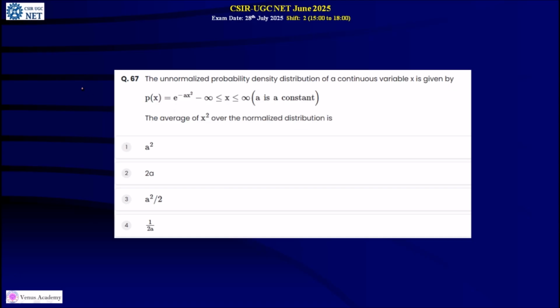Next, question number 67. The unnormalized probability density distribution of a continuous variable x is given. The average of x square over the normalized distribution is question number 67. Option 4 is the correct option, students.